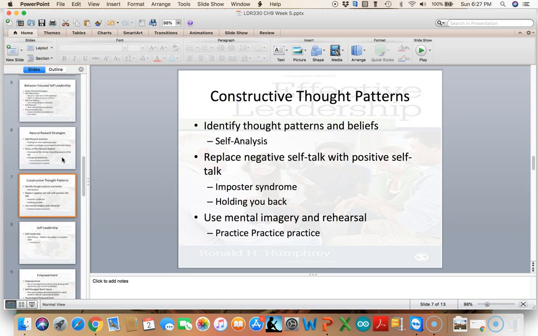Constructive thought patterns. Identify thought patterns and beliefs through your own self-analysis. You want to replace negative self-talk with positive self-talk. And this is where it's important to talk about, in higher education, when you're going for your master's and you're going for your doctorate, there's what's known as the imposter syndrome. And the little person inside you, and you can name them, self-doubt if you like, will come forward and try to hold you back.